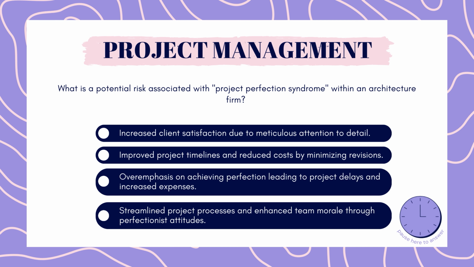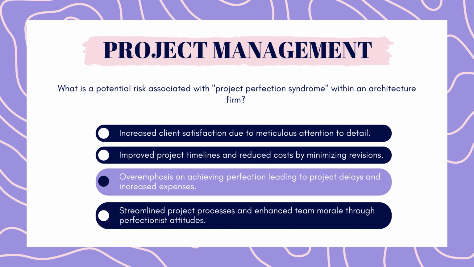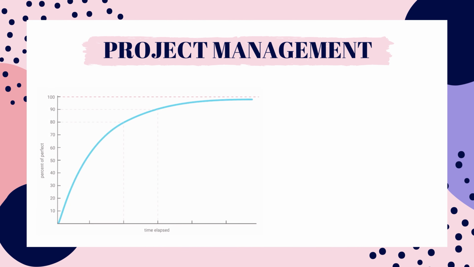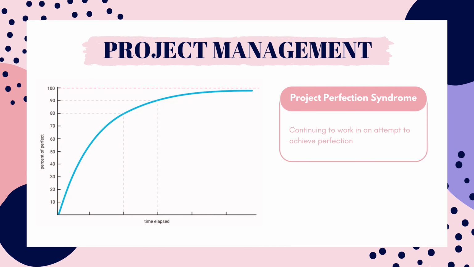And the answer is overemphasis on achieving perfection leading to project delays and increased expenses. Project perfection syndrome refers to the tendency within an architecture firm to excessively focus on achieving perfection in every aspect of the project. While attention to detail is valuable, an overemphasis on perfection can lead to detrimental outcomes such as project delays and increased costs.